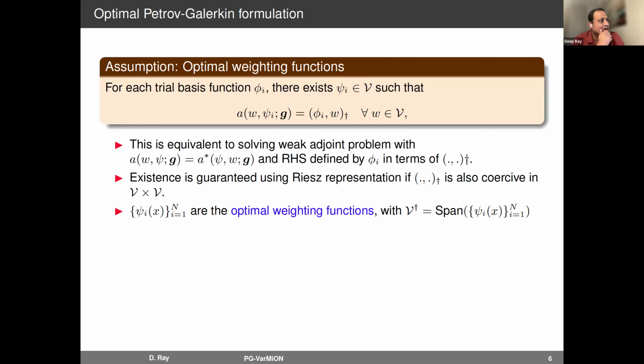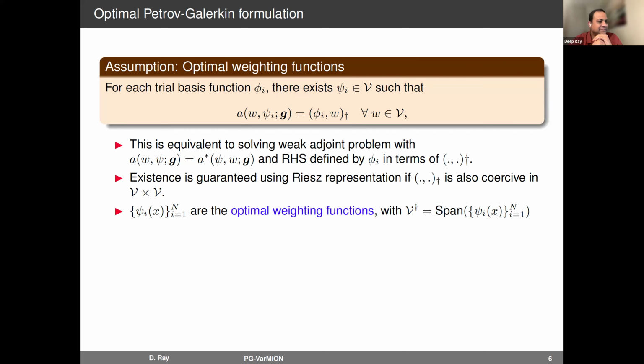And on the right-hand side, we no longer have the F, but we can treat psi I as the source term that is being defined in terms of this dagger inner product. So you can see this almost as the weak formulation for the adjoint PDE operator, where the right-hand side source is given by the trial basis. So let's assume that you can actually, for each phi, recover the corresponding psi I that satisfies this adjoint weak formulation. And if this dagger inner product was actually coercive in your original space, then you can use the Riesz representation theorem to guarantee the existence of each of these psi I's.